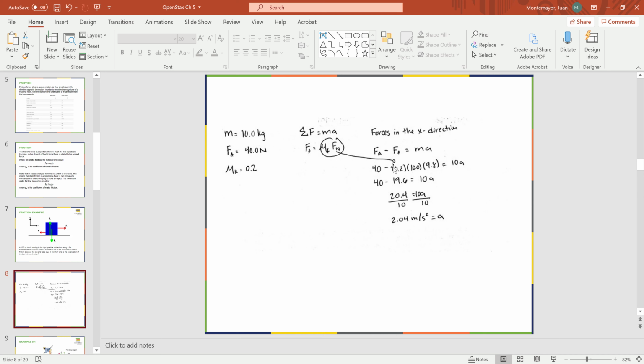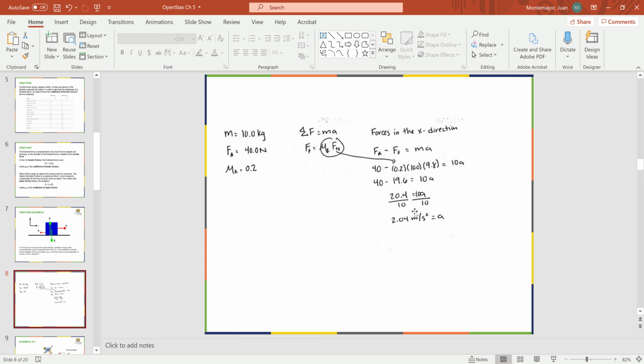So I will go ahead and apply all my numbers. I have 40 for my applied force. Breaking this down a little bit, I know my mu_k is 0.2. And then I know my normal force is pretty much my weight, which is mg, mass times gravity. So my mass is 10 kilograms and my gravity is 9.8. And all that equals mass times acceleration. So I know my 10 kilograms goes here. I went ahead and did this section first. This will give me 19.6. So I do 40 minus 19.6. That gives me 20.4. On the right side is still just 10.